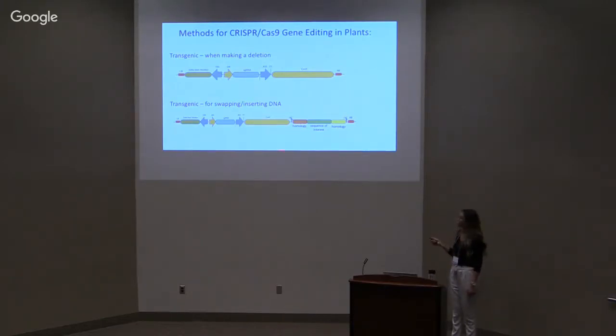You can also do it another way, by providing the same construct but adding those 2 homologous arms that I was talking about before, with the sequence of interest that scientists have used, providing that to the DNA and having it inserted into the genome, which is still transgenic. This is all a transgene. And this is used for swapping or inserting DNA, otherwise called an allelic swap.